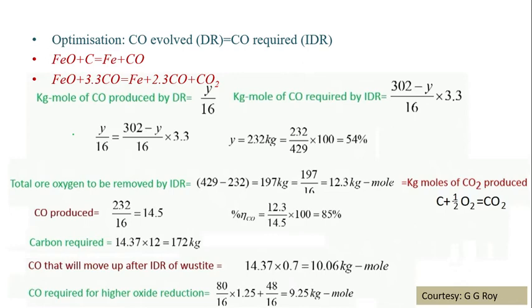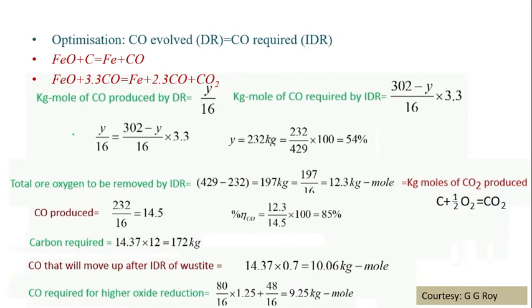That is (302 minus Y) divided by 16, into 3.3. Where does the 3.3 factor come from? Because 3.3 moles of CO is required for indirect reduction. That factor is not there in the case of direct reduction because it is a single unit of carbon. So when these two are equal, then we can optimize the reduction processes. This will give us Y equal to 232 kg.